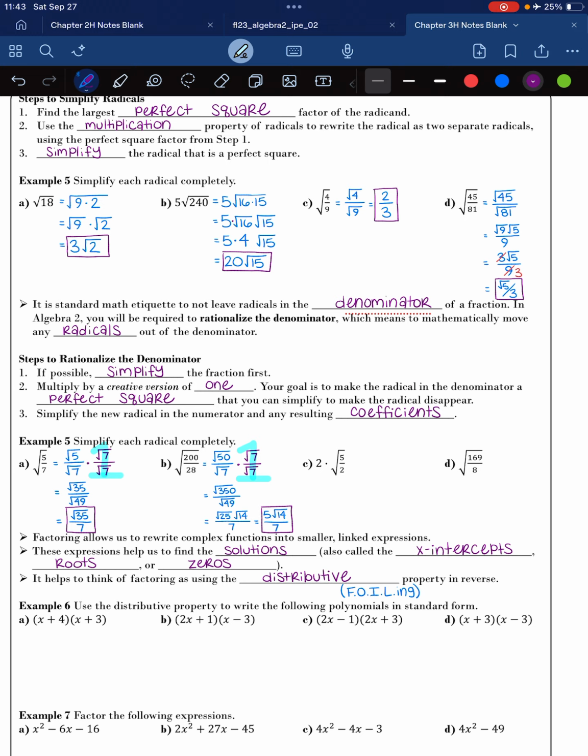Alrighty, so maybe try C and D on your own, see if you can come up with them, and you can check back in with me on C. That 2 is not going to affect anything, right? I'm just going to copy it down. It's really important that you are not lazy in copying things down, because that's how you make really silly, avoidable mistakes.